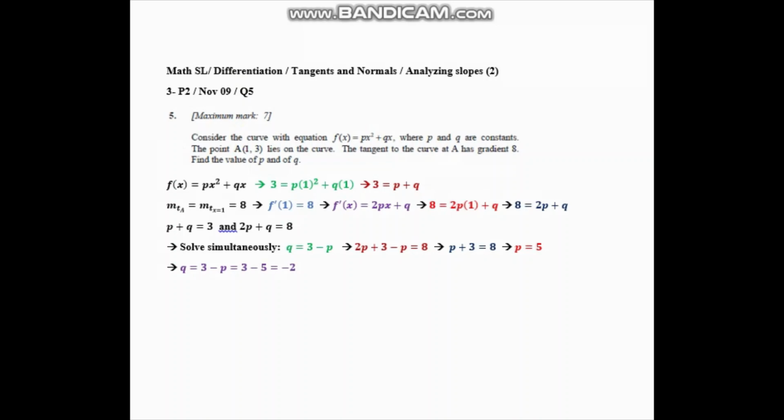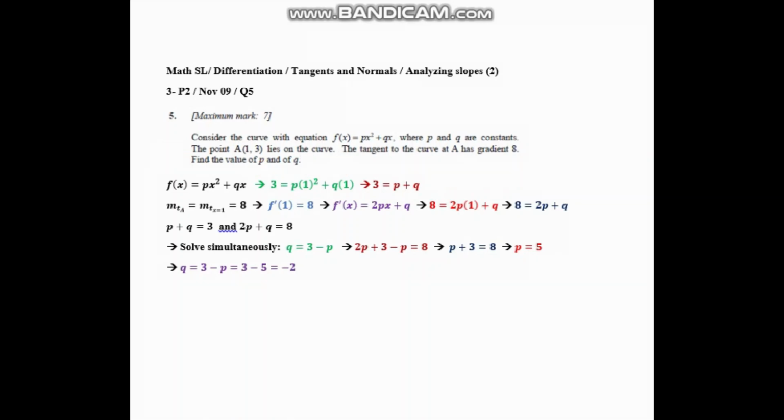So the first given, which is that the point A, 1, 3 lies on the curve, is translated into 3 instead of f of x and 1 instead of x in the given equation. So when x is 1, y or f of x is 3. Hence, we use this information to form our first equation in P and Q. 3 equals P plus Q.